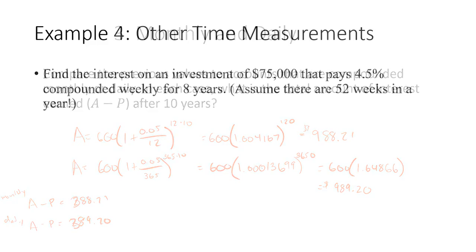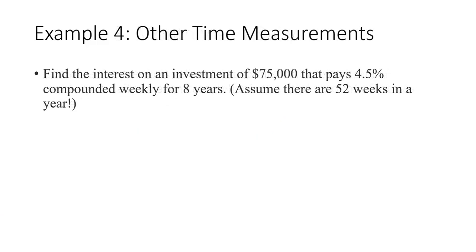We want to find the interest on an investment of $75,000 that pays 4.5% compounded weekly for 8 years. So we assume there's 52 weeks in a year, then we can say n is equal to 52. Compounds 52 times each year. To find the interest that we'll pay on 4.5% compounded weekly for 8 years, we want to find the future value, and then we're just going to subtract the principal.